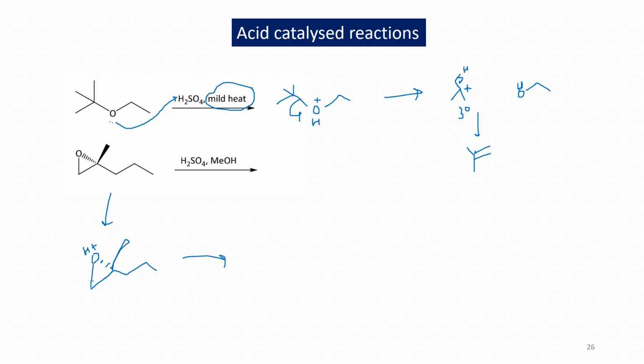Now which side will it break? From this side or this side? If we break from this side, it will form a carbocation center at this position, which is 3 degree. But if we break from this side, the carbocation center will be at this position, which is 1 degree. So it will always prefer to break from this position.